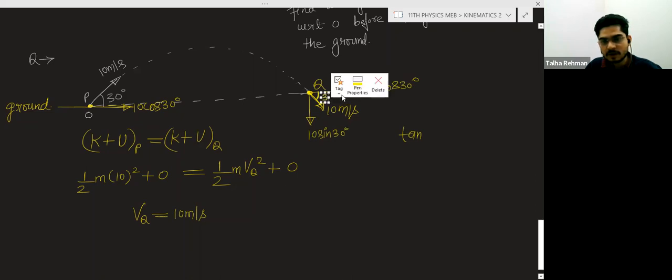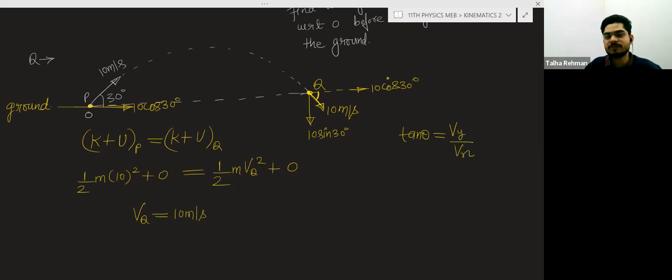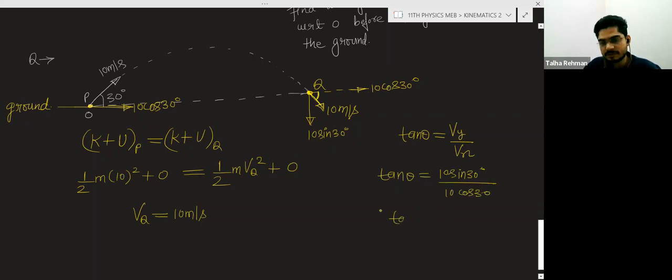So if you want to find this angle, suppose initially I do not know this angle, how will I find it? As I have told you, tan theta is equal to the velocity in the y direction divided by the velocity in the x direction. The velocity in the y direction is 10 sin 30. So tan theta is equal to 10 sin 30 divided by 10 cos 30.